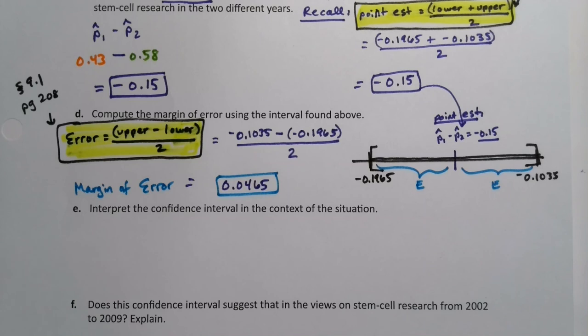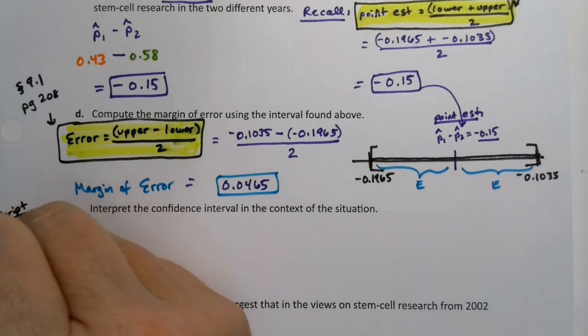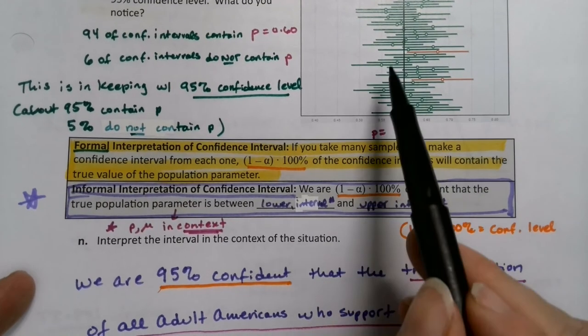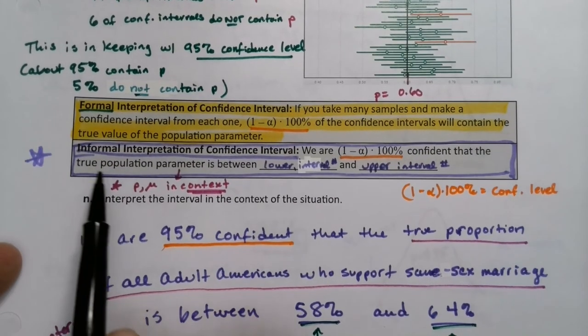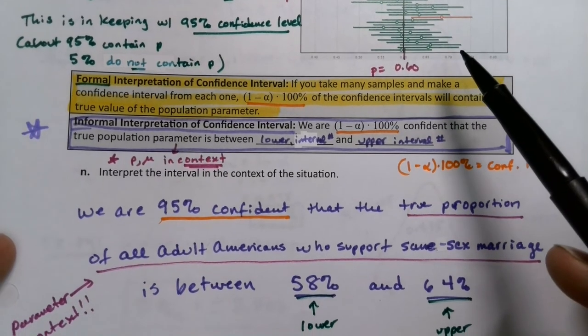All right, now how to interpret it. Well, we saw that as well. There's a script that we follow, more or less, and it was in section 9.1 that it was presented. It would be earlier in the section from the last page. Here it is. So it's on this page that has all of these multiple intervals, and we're really using the informal interpretation. The formal interpretation is actually this piece where you build lots and lots of intervals.